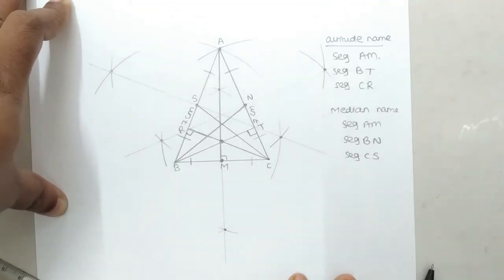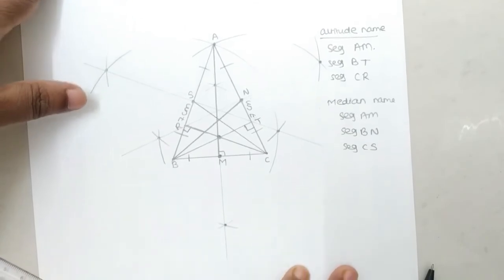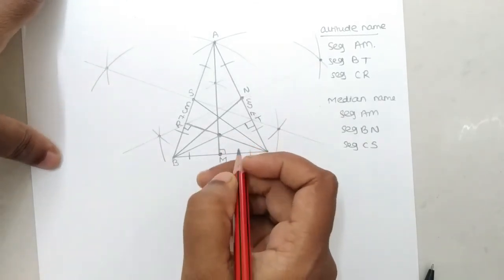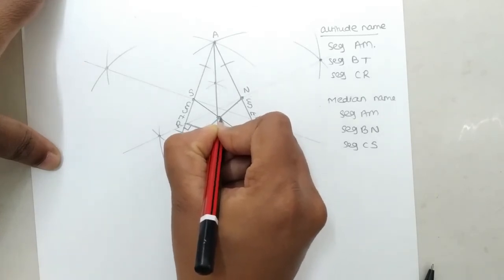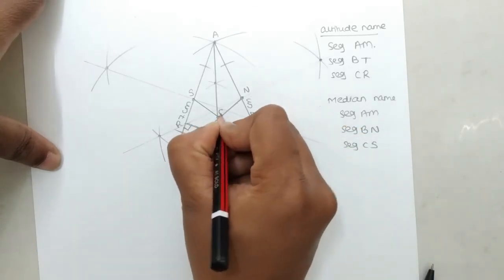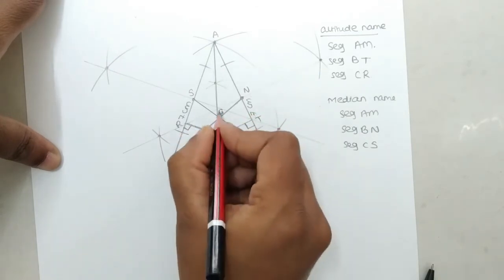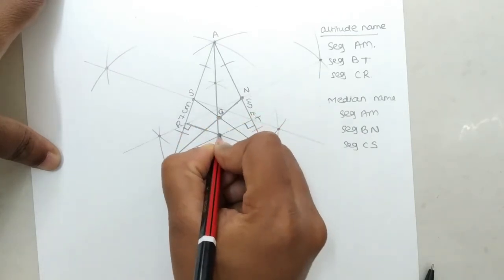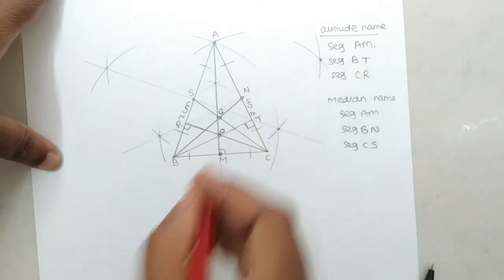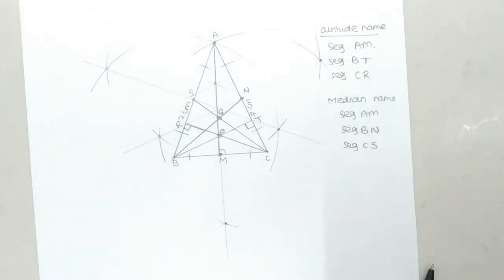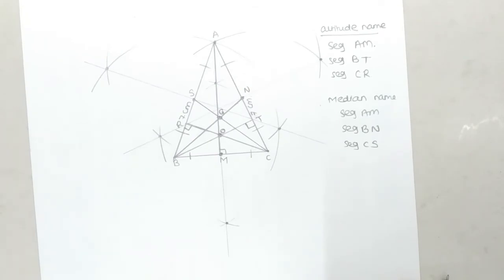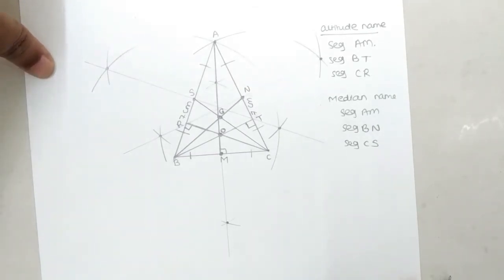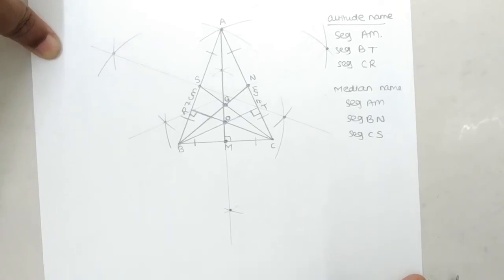Okay. So for this one, what do we have to conclude here? Suppose this one is G. G is the intersection point of the medians, and this one is O, the intersection point of the altitudes. So what we have to write here is that the centroid G and the orthocenter O lie on the line which is the perpendicular bisector of the base BC. So what do we have to conclude here?